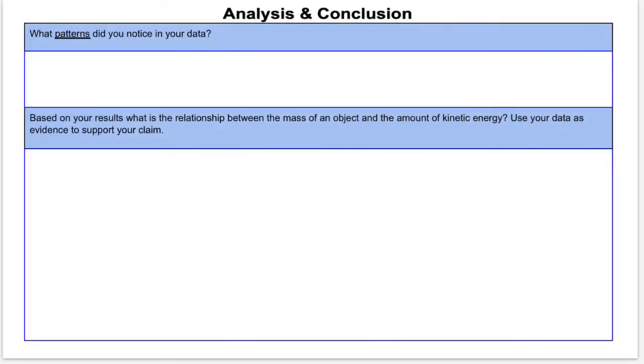Here you're just going to be recording your normal information. What patterns did you notice from the data as the billiard ball and the stress ball were sent down the ramp? Then, based on your knowledge of the relationship between the mass of an object and its kinetic energy, use that to support your claim as to what those patterns were showing.